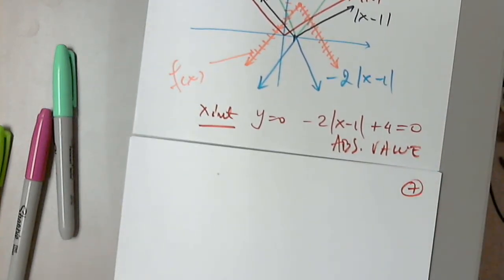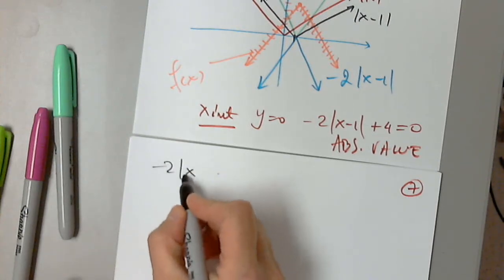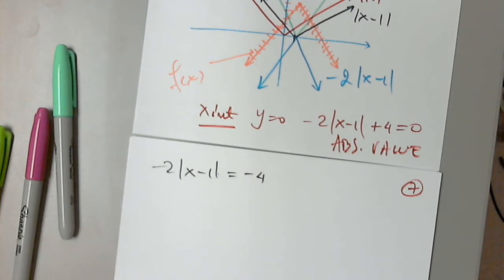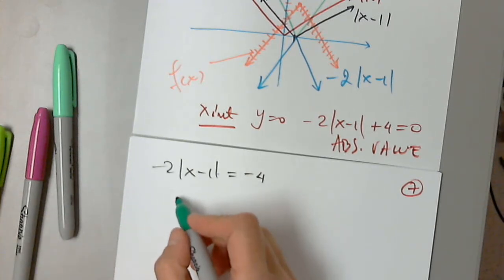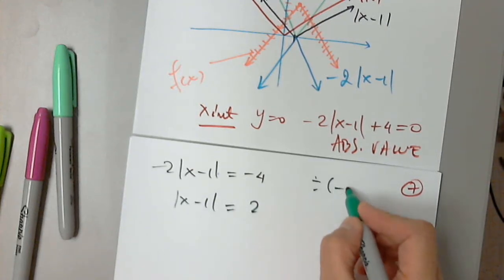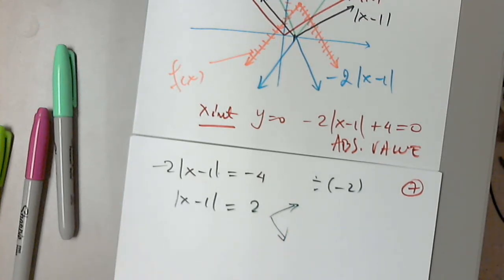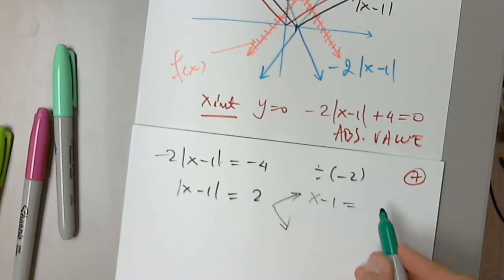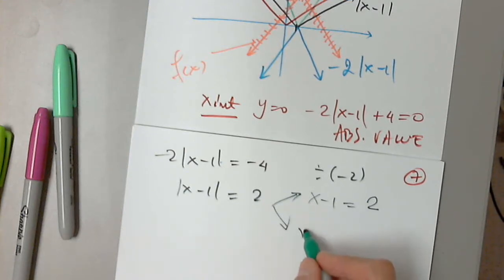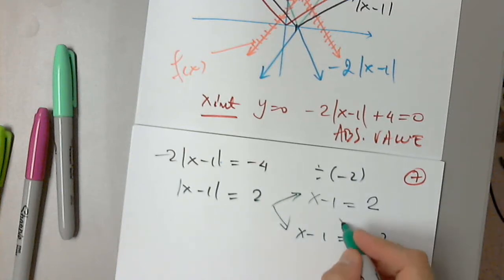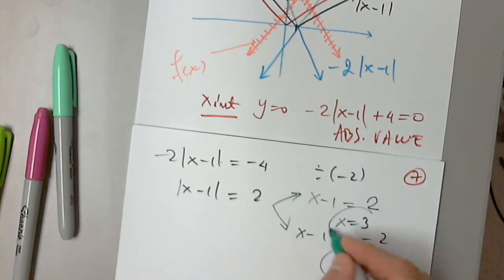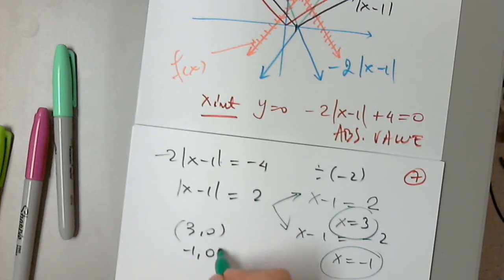Stop torturing me. I know you know. Okay, what do I do next? Subtract 4. Very good. Next. Very good. Divide by negative. Good. And now, indeed. What do I write? X minus 1 equals 2. Very good. The inside could be 2 or -2 for this to work. So then the first is x equals 3 and the second one is x equals -1. So 3 comma 0 and -1 comma 0.